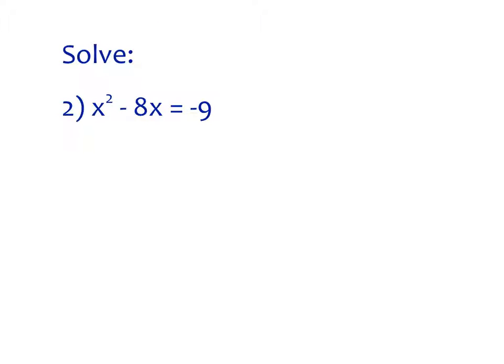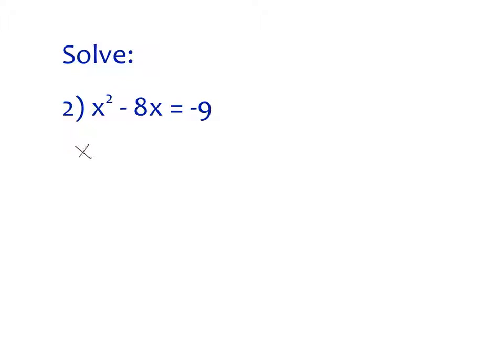Okay, let's take a look at our second example. x squared minus 8x equals negative 9. So step one, again, we're looking for if there's a coefficient in front of x squared that's not 1. Today we are only looking at examples that have a coefficient of 1 in front of x squared, so we don't have to worry about that step. Then we want to isolate our x squared and bx terms, and it is already isolated because our negative 9 is on the other side.